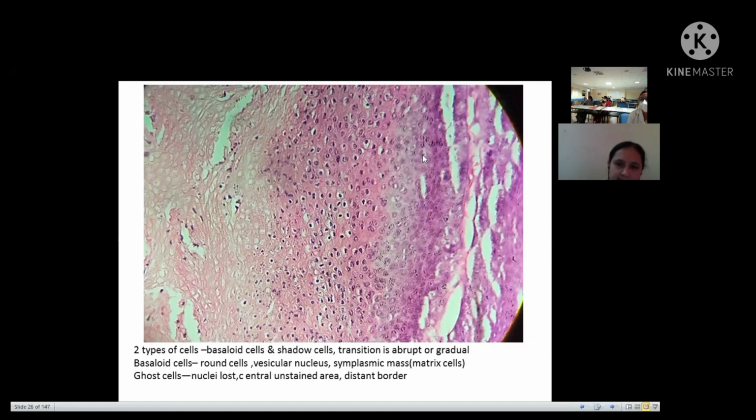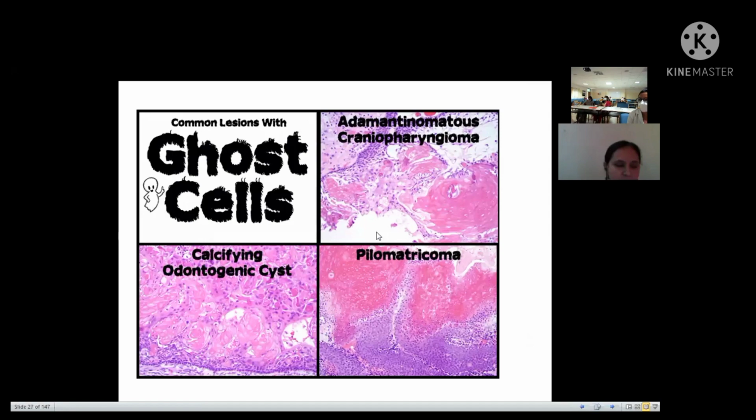These basaloid cells are rapidly dividing cells, so we do expect some amount of mitosis, which disappears when this transition is happening. So these are the five changes to observe. There are a lot of tumors which show these ghost cells. There are many odontogenic tumors, and even craniopharyngiomas can show ghost cell differentiation. It is also seen in basal cell carcinomas, some teratomas, and endometrioid adenocarcinomas with squamous morules, and also in the endometrioid carcinoma of the ovaries.